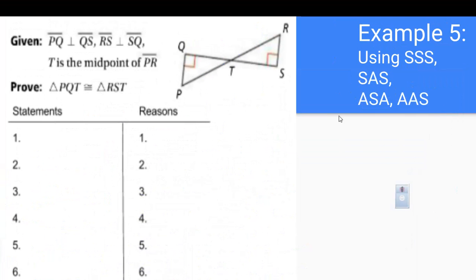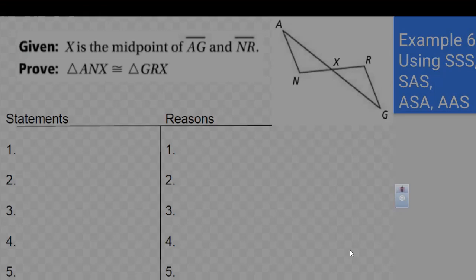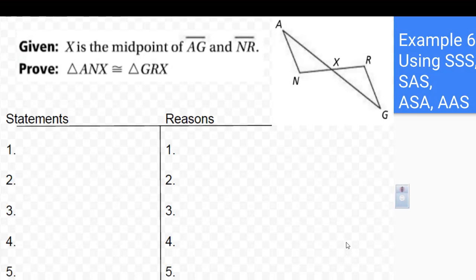So let's take a look at the next one. Example 6. X is a midpoint of AG and NR. So notice we're getting less and less information as we go through. I want you to prove that triangle ANX is congruent to triangle GRX. Pause the video and come back and check your answer when you're done.